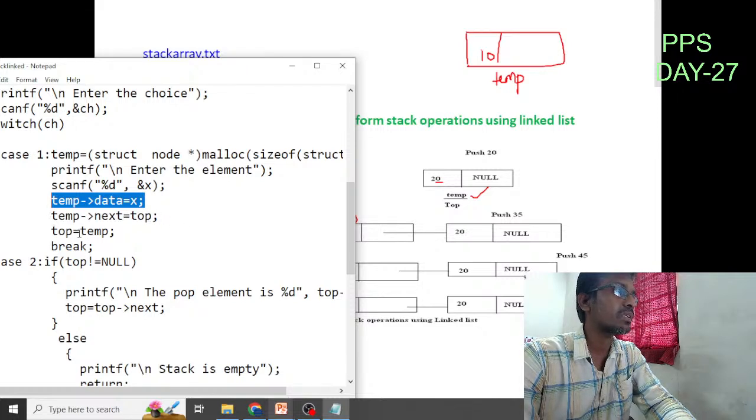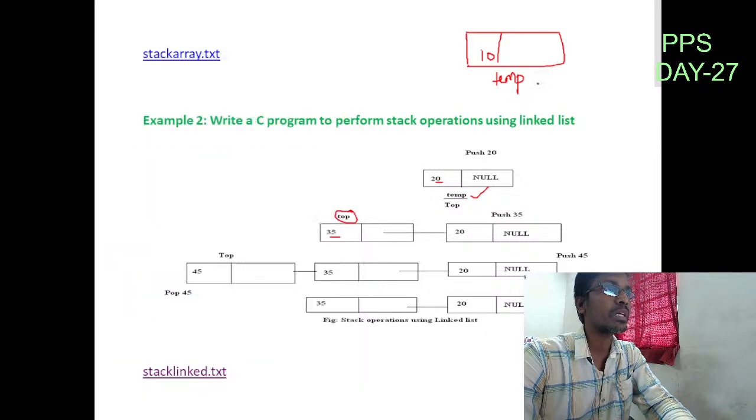After that, what I have to do is change the temp node to be the top of the stack. Why? Because it contains only one node in the linked list. So that's why I'm going to change the temp node as the top of the list. Now 10 is the top of the stack.